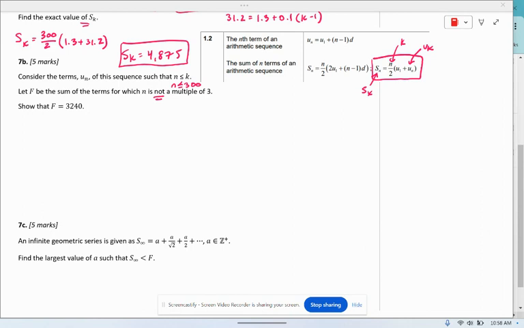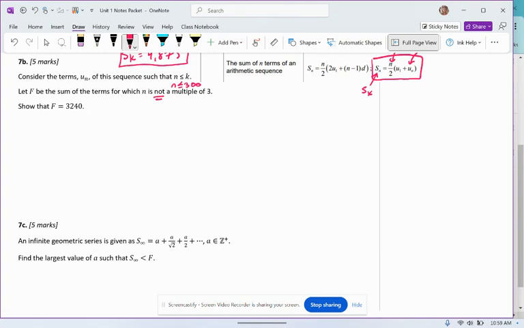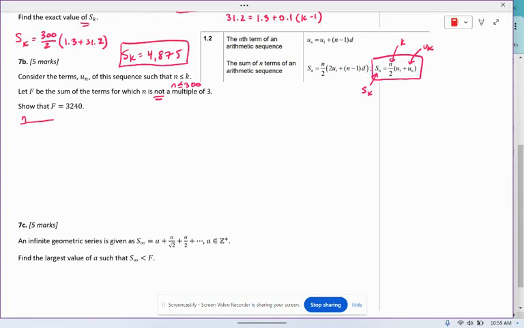Okay, I'm going to examine what's happening here. I'm going to put these in a table because I feel like there's going to be a lot. So I'm not going to do my little dashes, I'm just going to put it in a table. So I've got the first term is 1.3. They gave that to us up top. And then the common difference is plus 0.1.